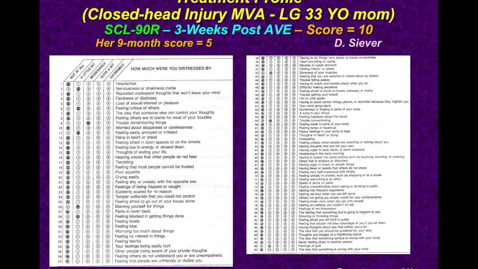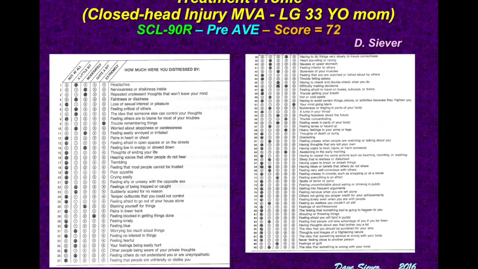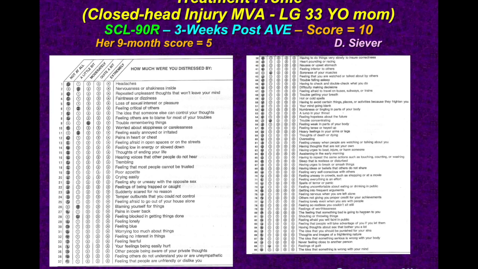This is her 3 weeks after using entrainment. Now her score is a 10. She has practically no issues to speak of at all. A little bit of trouble remembering things still, but it's still down from what it was. Here's the previous, prior to treatment, and here's 3 weeks later. Dramatic improvements. In fact, she has gone to work and has a full-time job now and is doing very well.